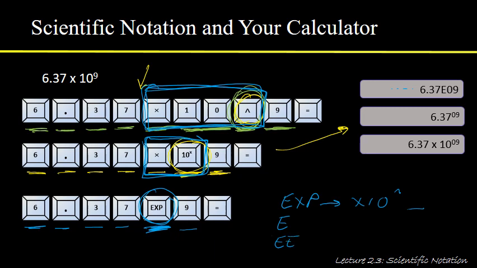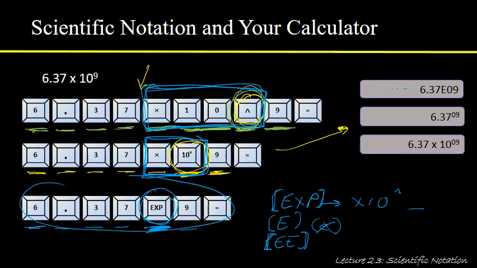But everybody should have on your calculator a key that either says E, capital E, not lowercase e. Lowercase e is something else. Everyone should have on your calculator something that says EXP in capital letters, or E, capital E, or EE in capital letters. So please get your calculator out, look for that button, and try typing this in and making sure that it gives you this result over here.